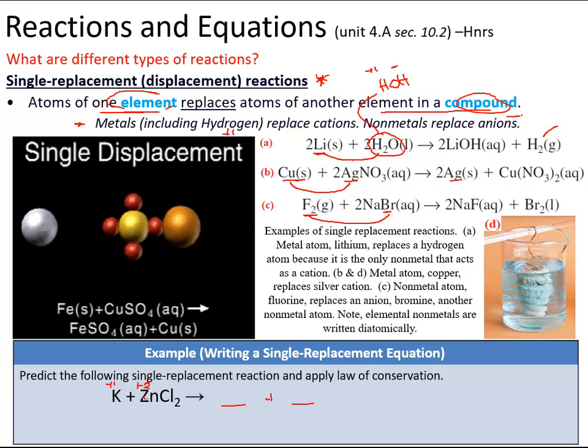Now, how do we know it's a +2? Well, we know it's a +2 because you only have one Zn, and we know that the chlorines are -1 always, but yet we have two of them.